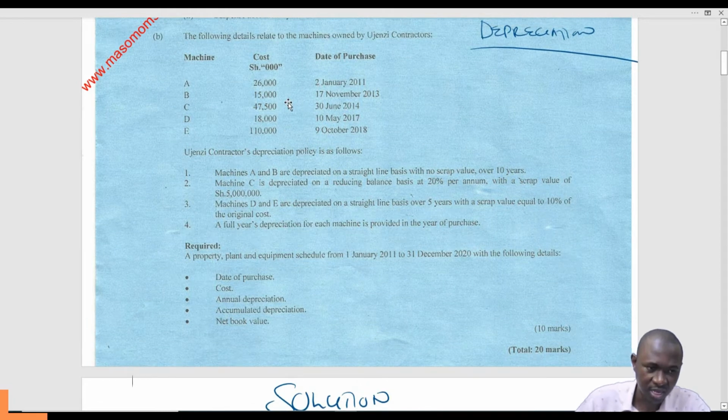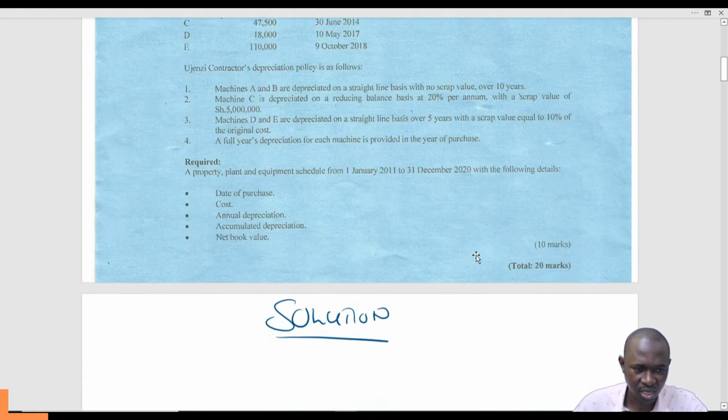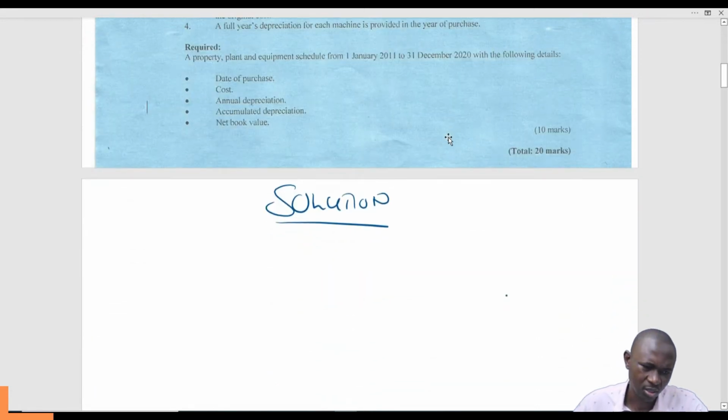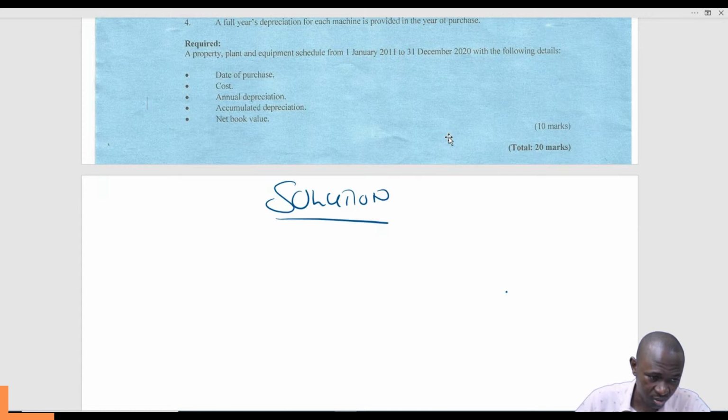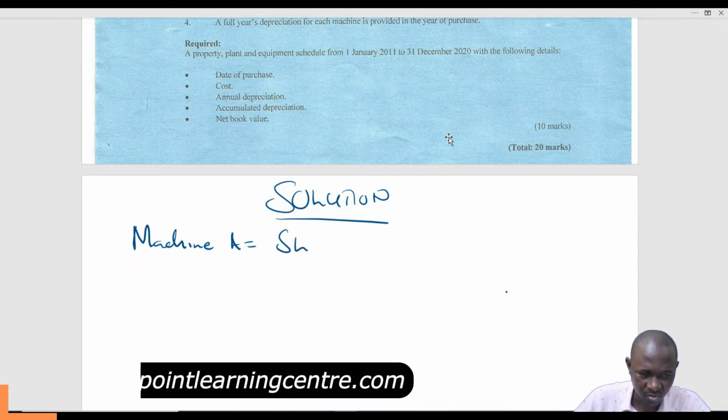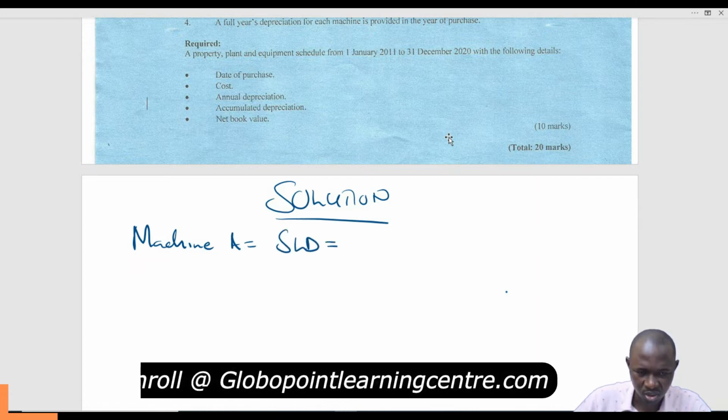So we'll start with machine A and B. Machine A is 26,000, machine B is 15,000, and all of them are depreciated on a straight line basis with no scrap value for 10 years. No scrap value, 10 years. Okay, so we start with machine A. Let's go step by step. So machine A, straight line depreciation.